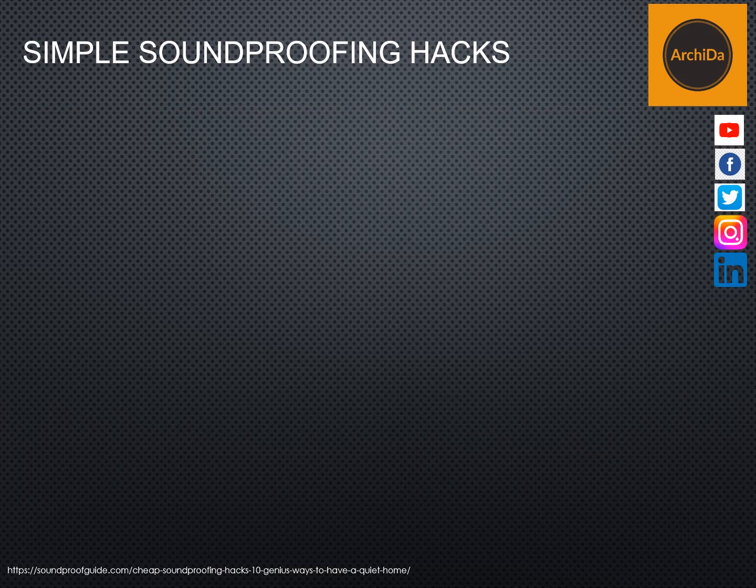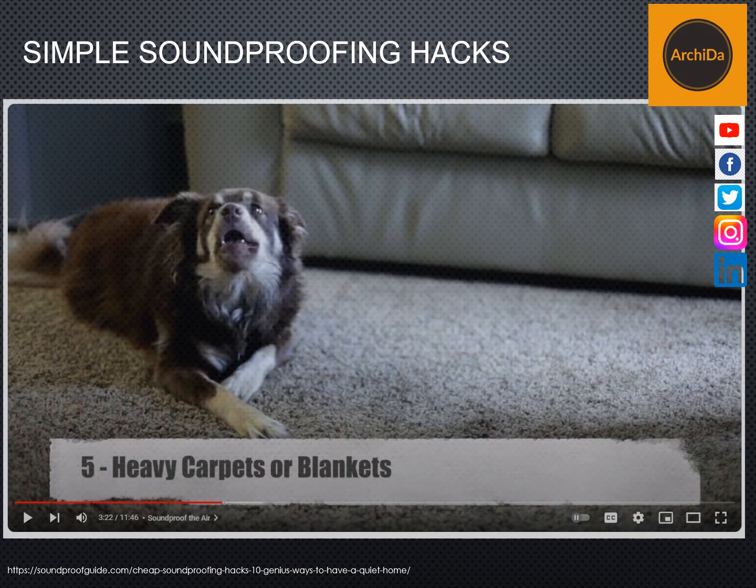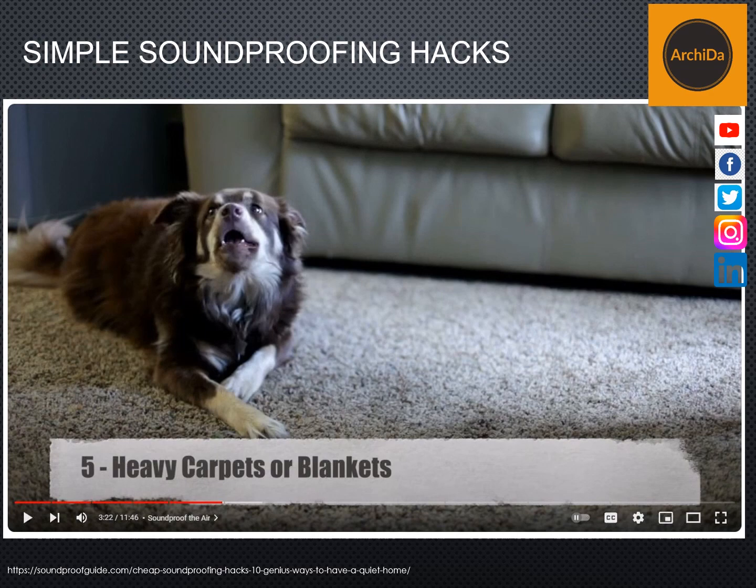The next is heavy carpets or blankets. Heavy carpeting is excellent because it makes the floor of your home really comfy to walk and even lie on. Carpet also has the added advantage of being able to absorb sound. For example, if you install carpet on the floors from wall to wall, it will absorb much of the sound in that room and stop it from escaping to an adjoining room.